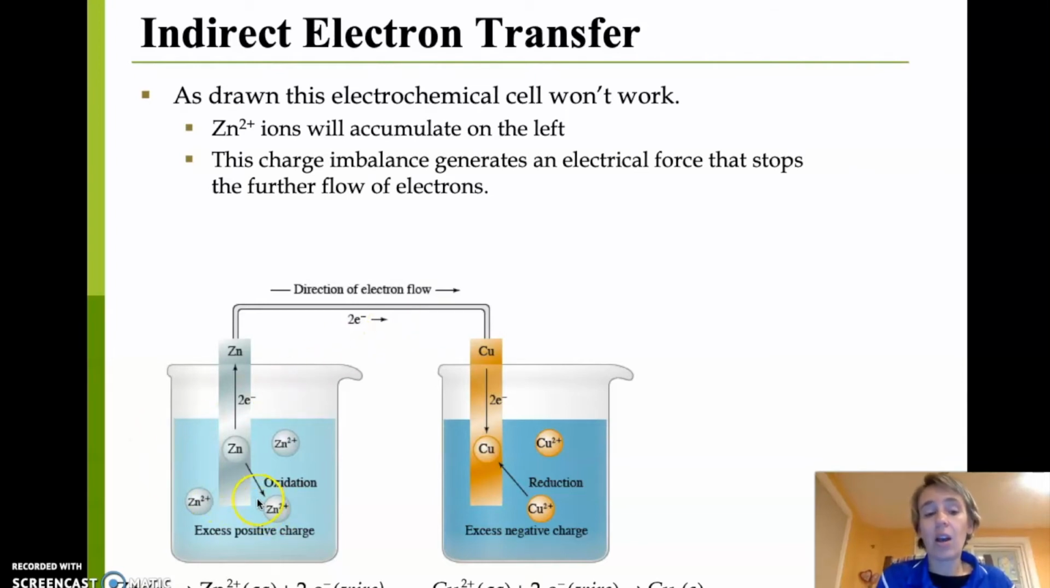On the left, a whole bunch of zinc 2 plus ions are being generated. That would accumulate positive charge in the beaker on the left without anything present to counterbalance that positive charge. If reduction is happening on the right and the copper ions are being reduced and essentially plating out on the metal electrode, then we would have a dearth of positive charge in the beaker on the right, and whatever counterbalancing anions are there would no longer be counterbalanced by the copper ions.